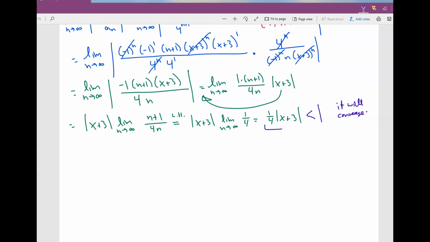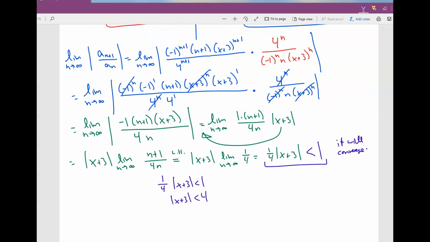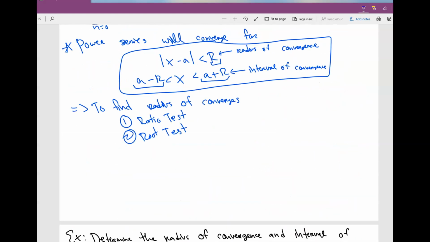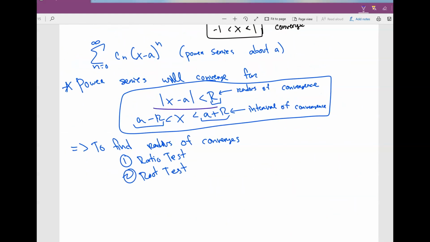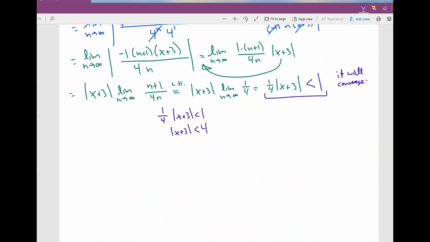So all we have to do is solve this inequality. So 1/4 absolute value of x plus 3 is less than 1. Going to multiply by 4 to the other side. So the absolute value of x plus 3 is less than 4. Now we already can see what our radius of convergence is going to be, because my radius of convergence is whenever the absolute value is less than the value of r. So we already know what our r is. Our radius of convergence is going to be 4.